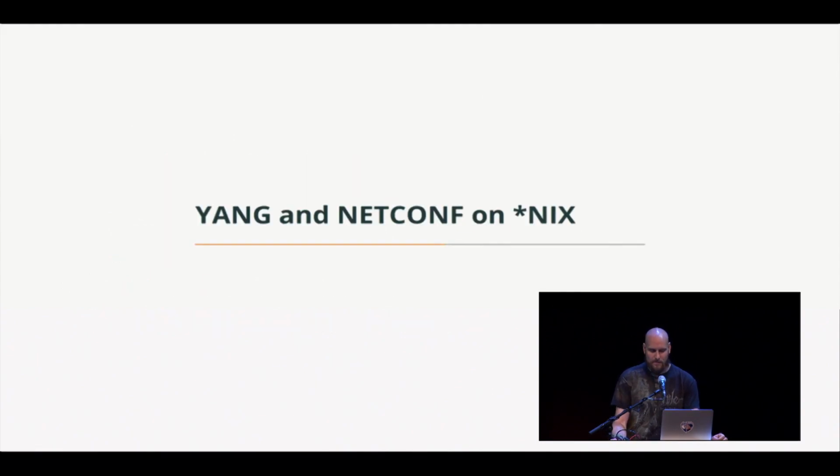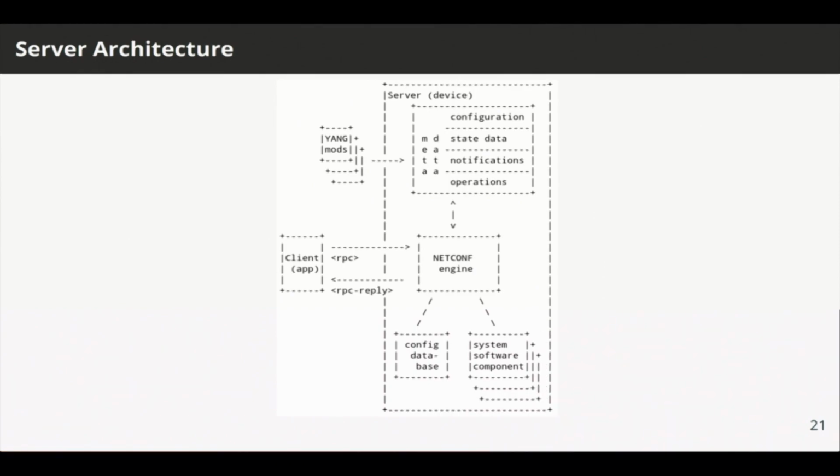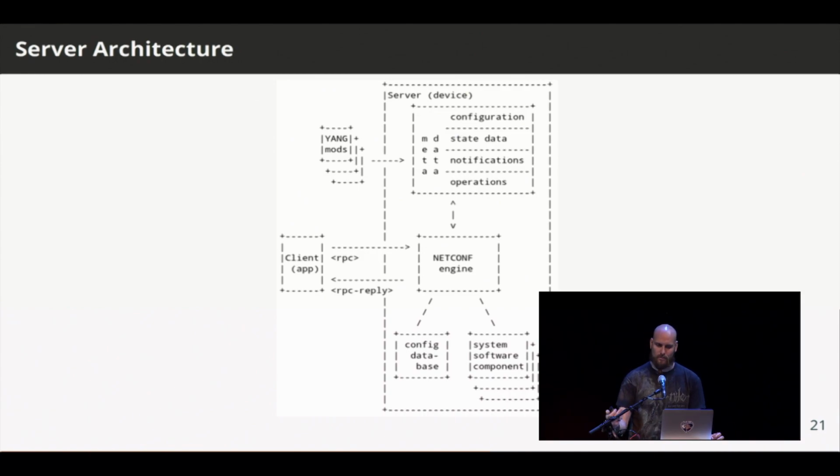So now we come to how would you use this in a systems engineering environment. This is a straight-up copy or a screenshot from one of the RFCs. There is a NETCONF engine running on the NETCONF server, which would be, in our case, a Unix server. It has all the data, so it has the configuration data, the state data, notifications, operations, etc., based on the YANG modules. And underneath there's just the software components that you can control using NETCONF.